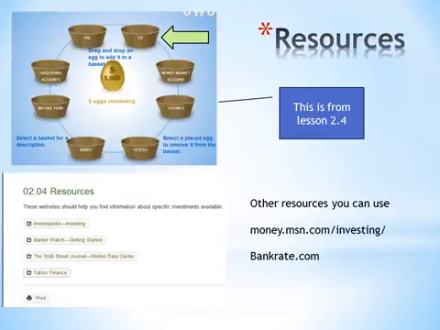In there, there's an interactive where you have an egg and baskets, as you can see here in the picture. What happens is when you do this interactive and you scroll over the different baskets, like for example, I have the arrow pointing to a CD, it's going to give you information about that type of investment.